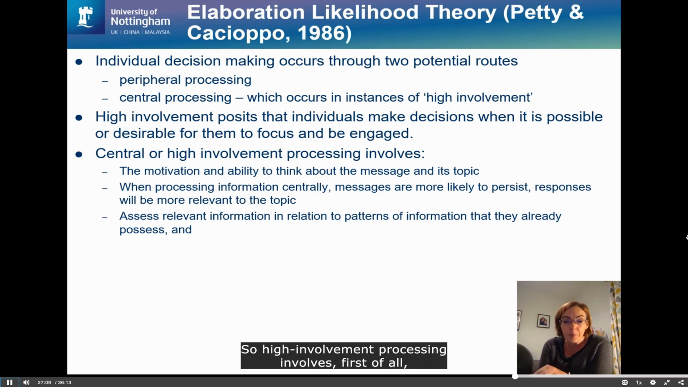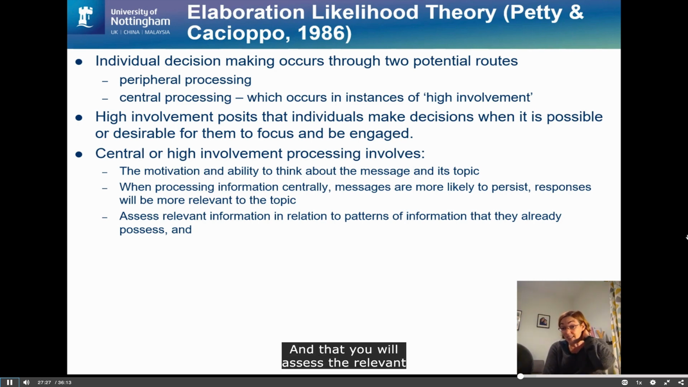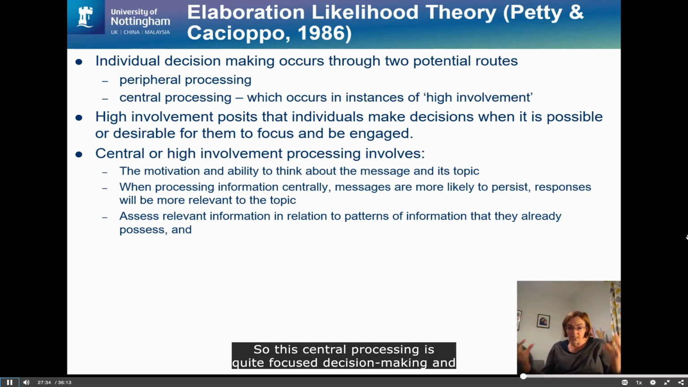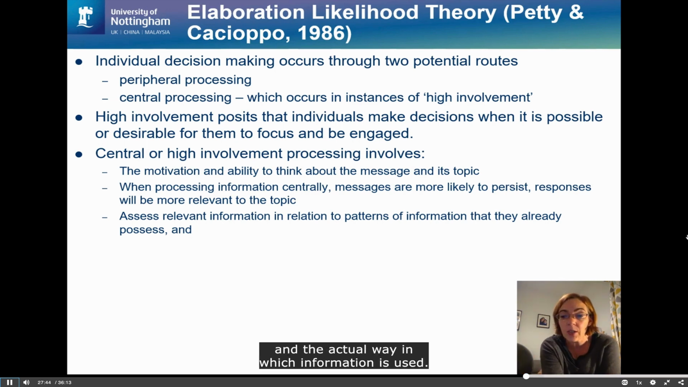So high involvement processing involves, first of all, being motivated and being able to think about the message and its topic. When you're processing information centrally, it's felt that messages are more likely to persist and responses would be more relevant to the topic, and that you will assess the relevant information in relation to the patterns of information that they already possess. So this central processing is quite focused decision making, and it involves that combination of motivation and the actual way in which information is used.